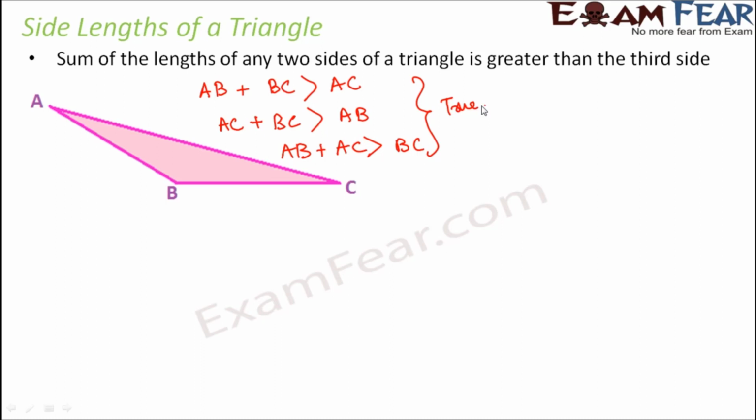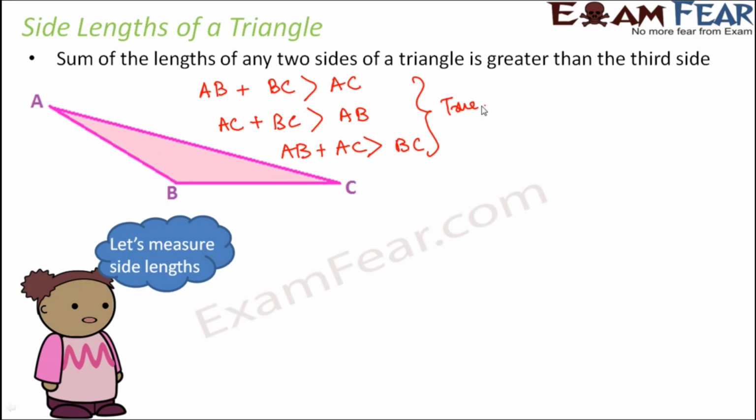And in fact, this is not only true for any particular type of triangle. You can actually try it out. You can start measuring side lengths of different triangles, whether it is a right angle triangle, acute triangle, scalene triangle, or isosceles triangle. For any triangle, the sum of the lengths of any two sides is always greater than the third side.